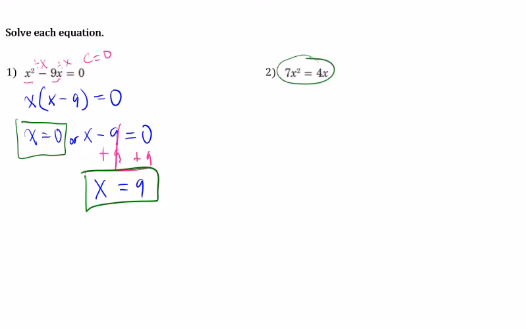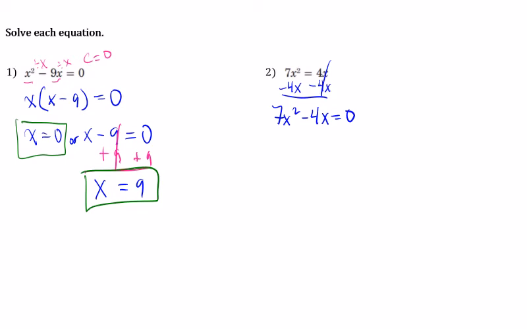All right, let's take a look at number 2. Here we don't have one side equal to 0. I can either subtract 7x squared from both sides, or subtract 4x. Generally, you want to keep your x squared term positive, and since it's positive on the left, I'm going to move everything over to the left. So I'm going to subtract 4x from both sides, and we'll end up with 7x squared minus 4x equals 0.